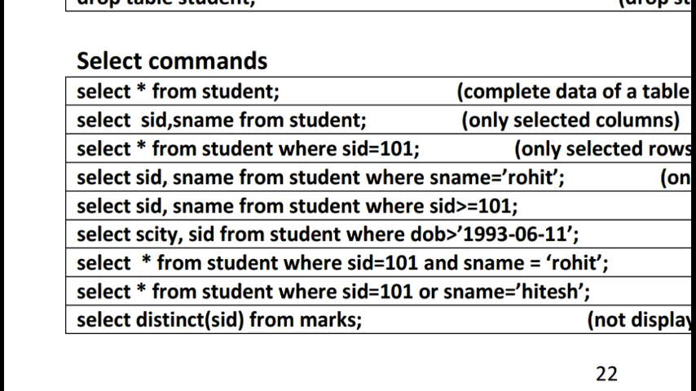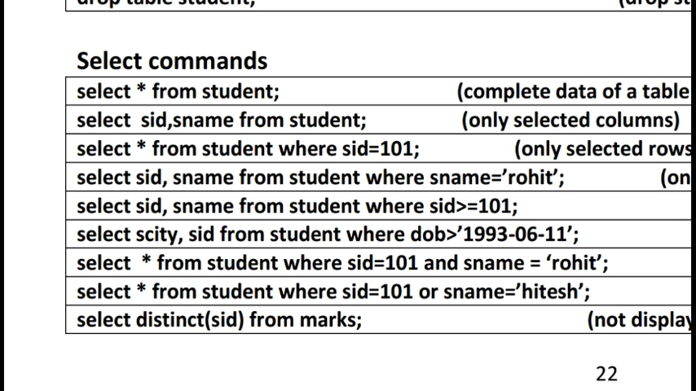Here I am writing SELECT * FROM student WHERE SID = 101 OR SNAME = 'Hitesh'. Here I am using OR. So OR is optional: either the student roll number is 101, or the student name is Hitesh, or both. It will be included in the result.